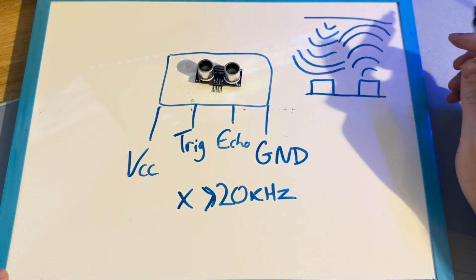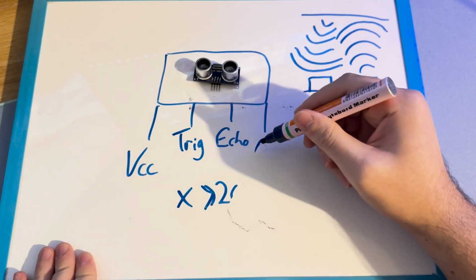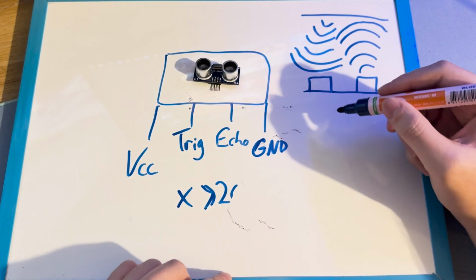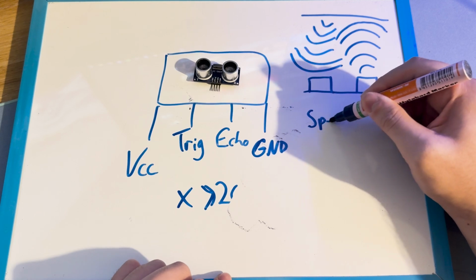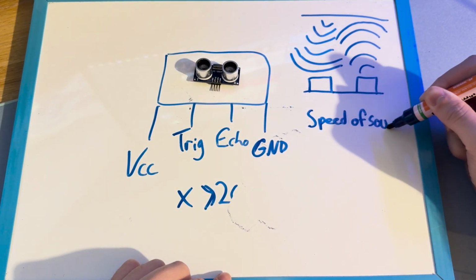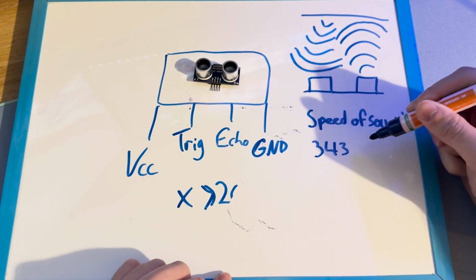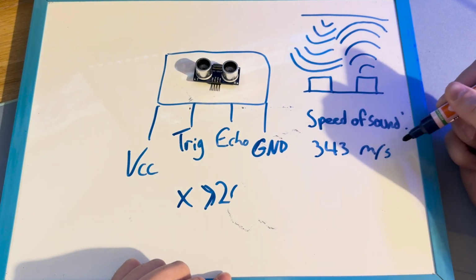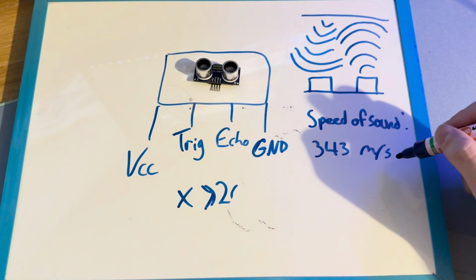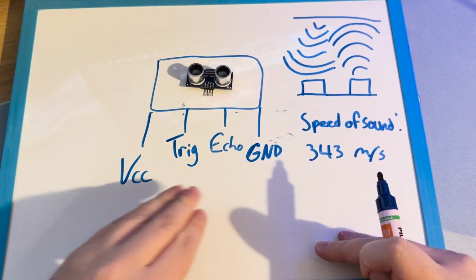So let me get rid of this. What we need here is the speed of sound. You can Google this to find the value. It's 343 meters per second. But for this video, I will convert this to centimeters per microsecond, and I'll quickly do a walkthrough of how we do that.